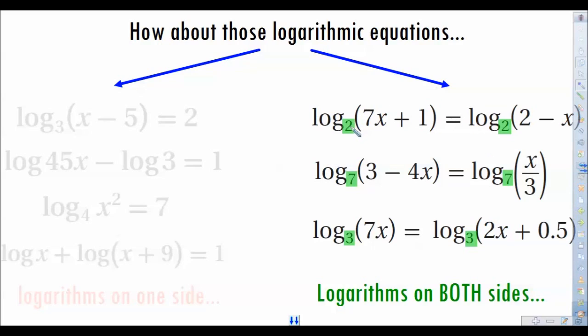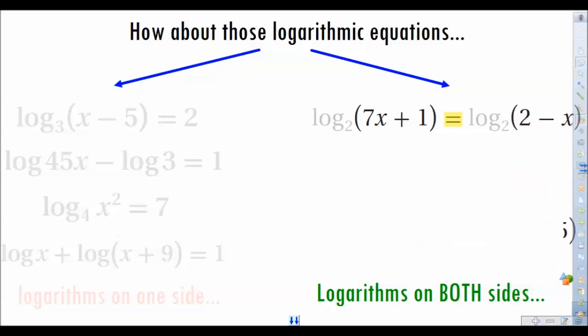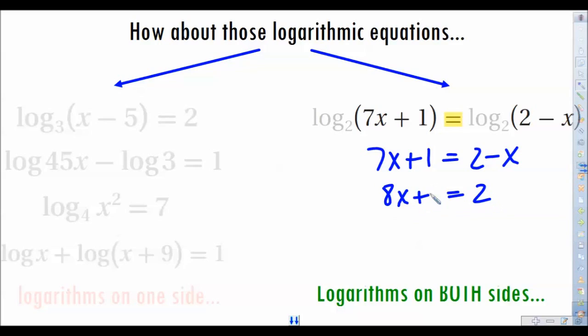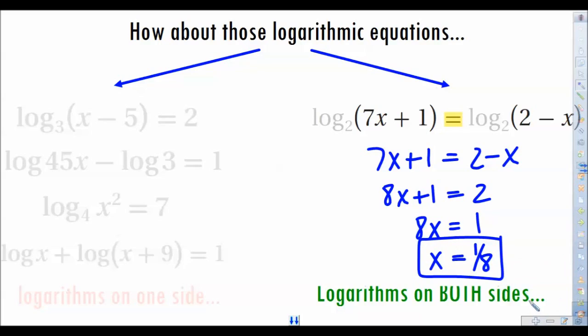Because this top one up here, because the 2 and 2 are the same there, wouldn't that also imply that 7x plus 1 must be equal to 2 minus x? It sure would. So if that's the case, then we can just solve 7x plus 1 being equal to 2 minus x, and just solve for x. Let's add x to both sides. Let's subtract 1. And then divide. There's our solution.